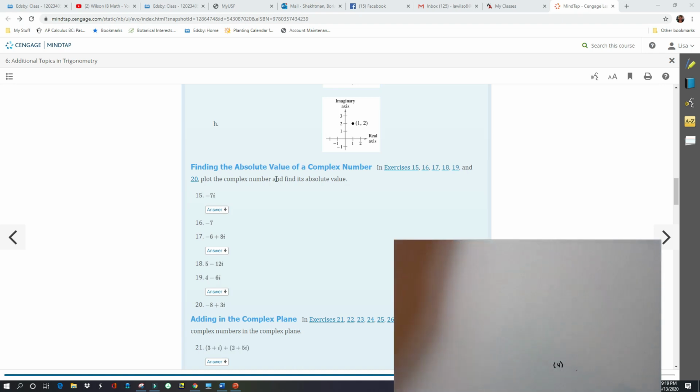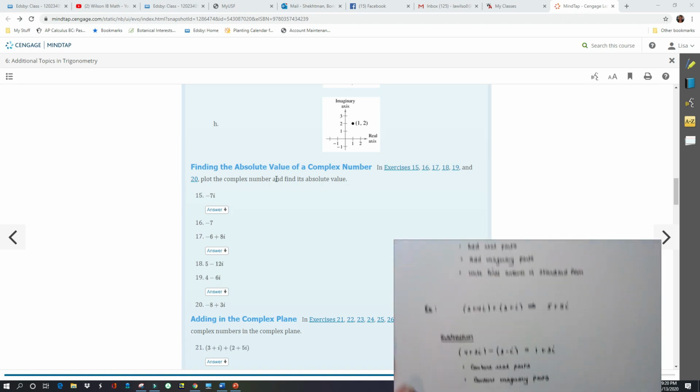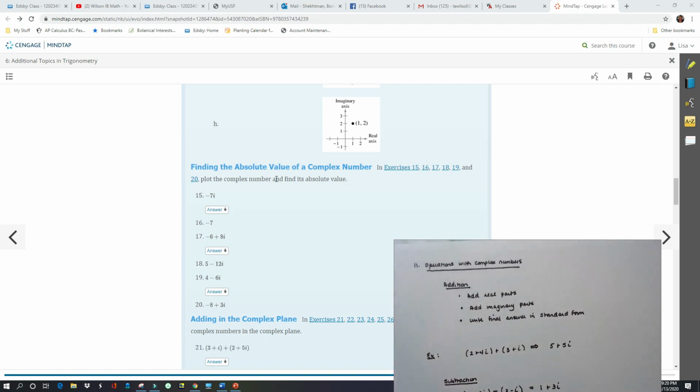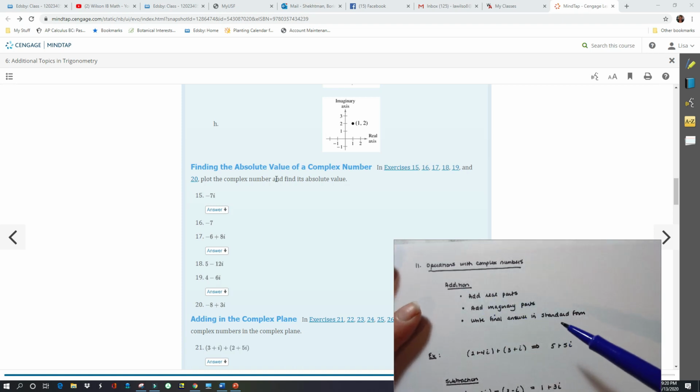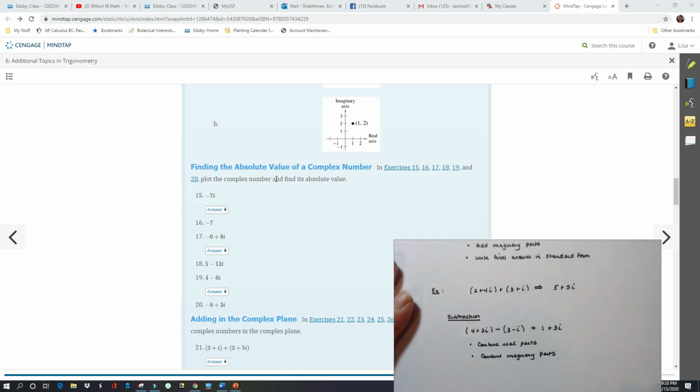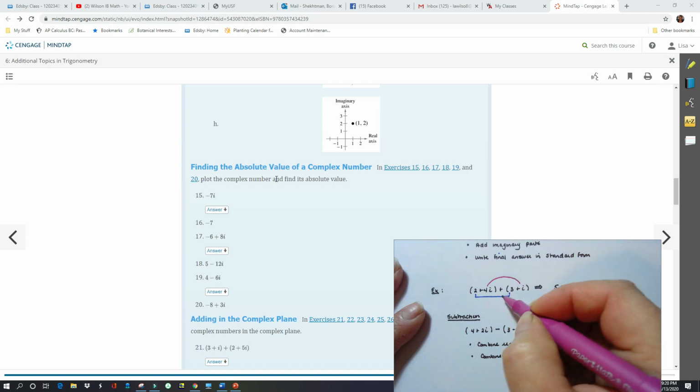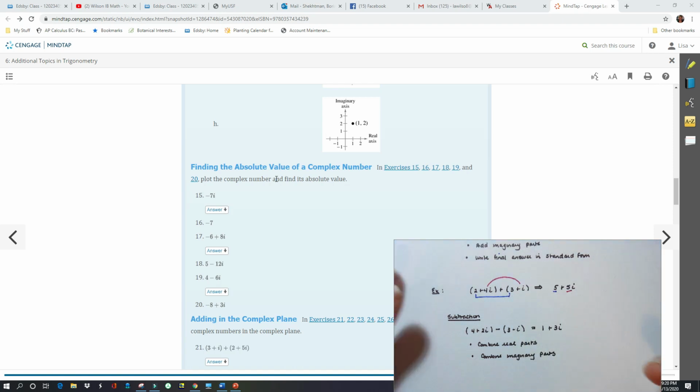Okay, the final part is operations with complex numbers, very similar to operations with vectors. If you want to add two complex numbers, you just add the real parts and then add the imaginary parts and then write the final answer in standard form. Example, I want to add these two complex numbers. I do 2 plus 3 is 5. 4i plus 1i is 5i. I'm done. That's my complex number in standard form. Standard form says real plus imaginary in that order.